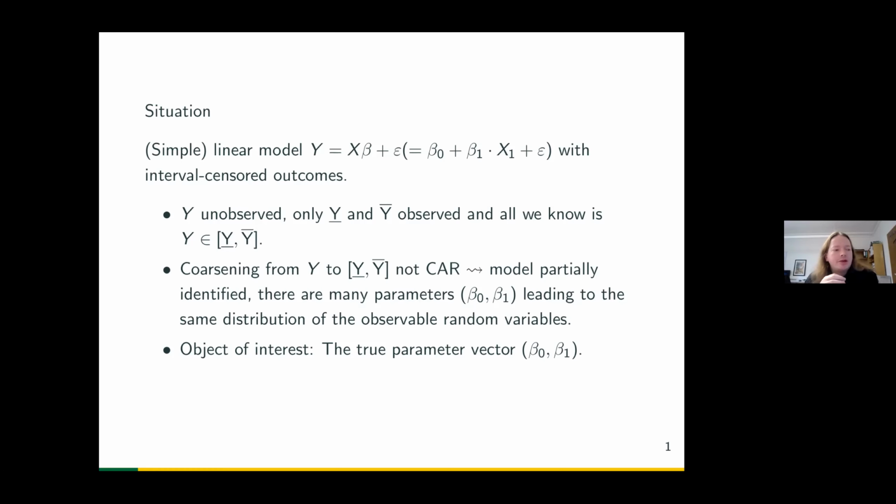This is the basic situation, and of course, our object of interest is in fact the true parameter. And we know now, okay, in this situation, if we do not want to impose further modeling assumptions, we know that the true parameter is not consistently estimatable.